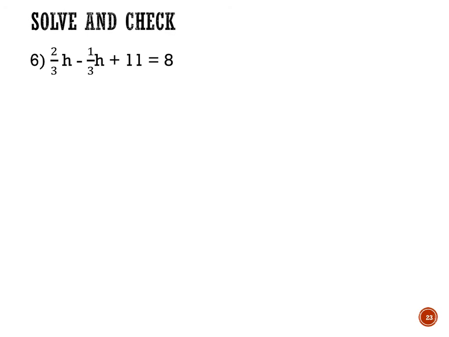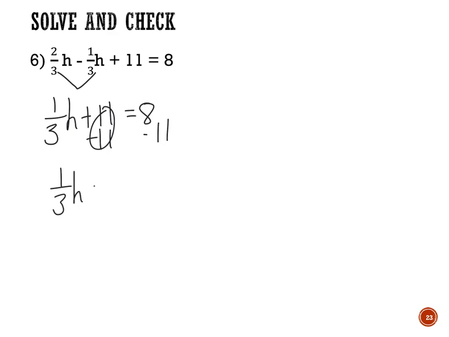Number 6, 2/3 h minus 1/3 h plus 11 equals h. The first thing I'm going to do is combine like terms. So 2/3 h minus 1/3 h, since they have common denominators, I can do 2 minus 1 equals 1/3 h plus 11 equals 8. To get h by itself, I'm going to first take the inverse of positive 11, which would be negative 11. So 11 minus 11 gives me 0. Subtract 11 from both sides. So I have 1/3 h equals 8 minus 11, negative 3.